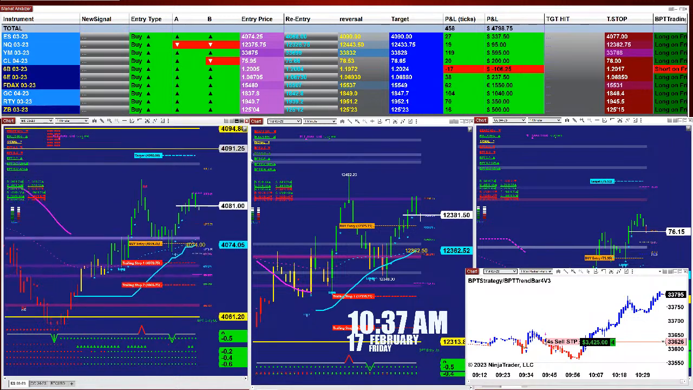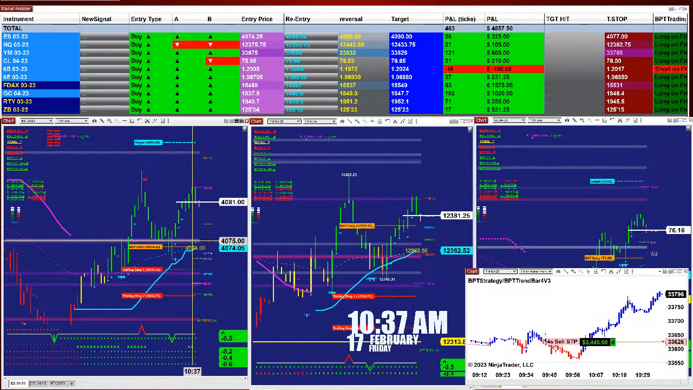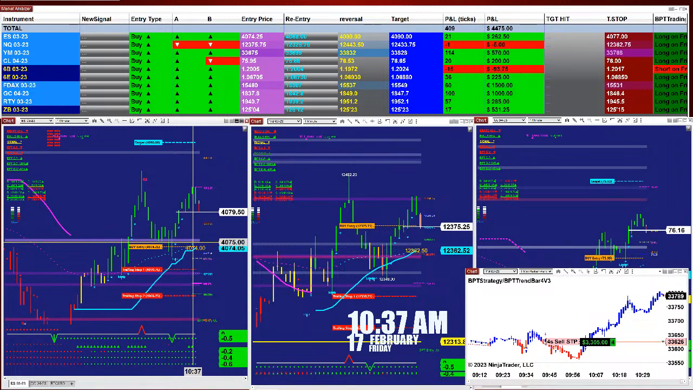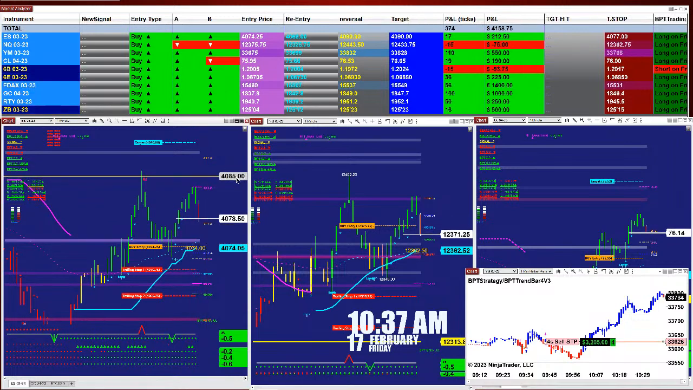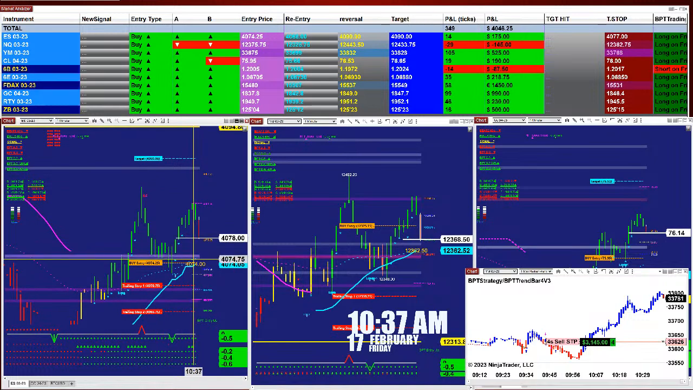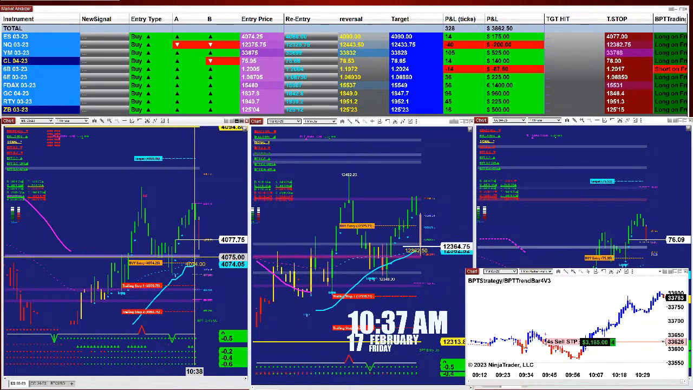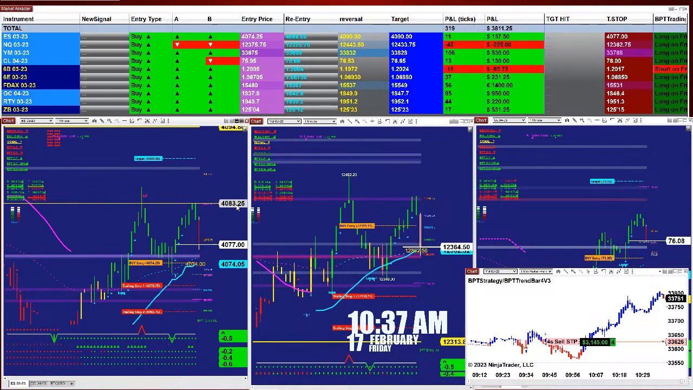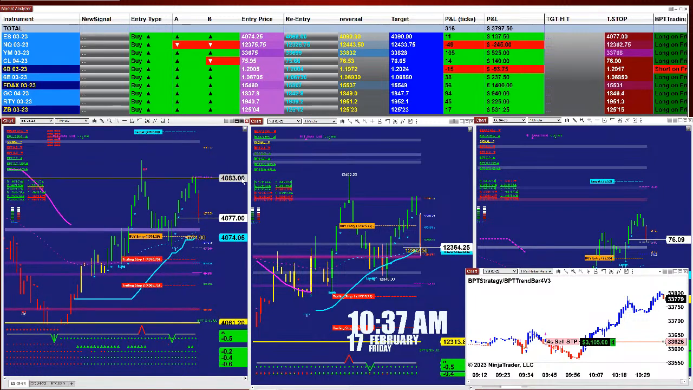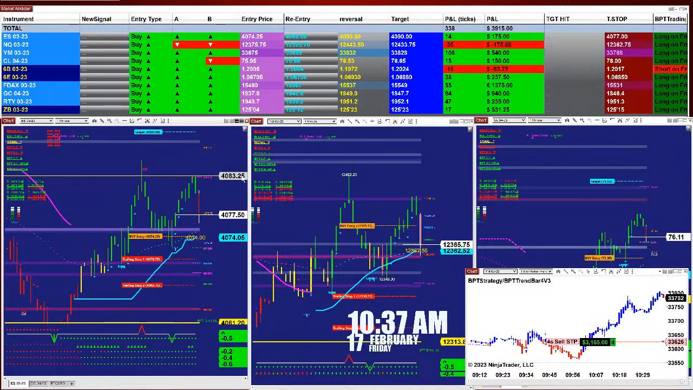For the re-entry on the ES, it is 40.74 on a sim as a re-entry, 40.74 or 75. Whatever, 74 or 75. 74 is much better. 74.75 or 75 should be okay. But I prefer the 74 number as a re-entry. Nasdaq as a re-entry.